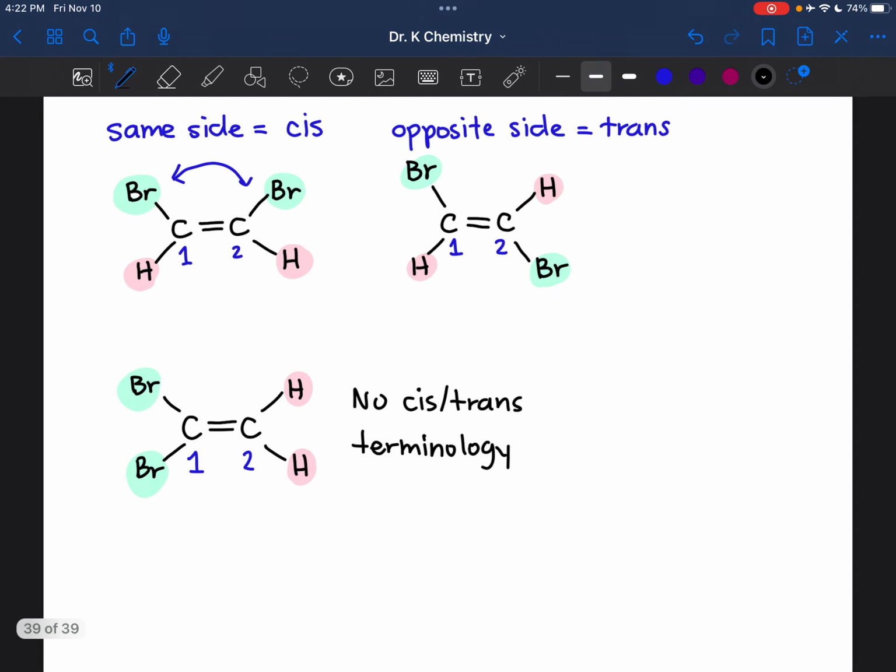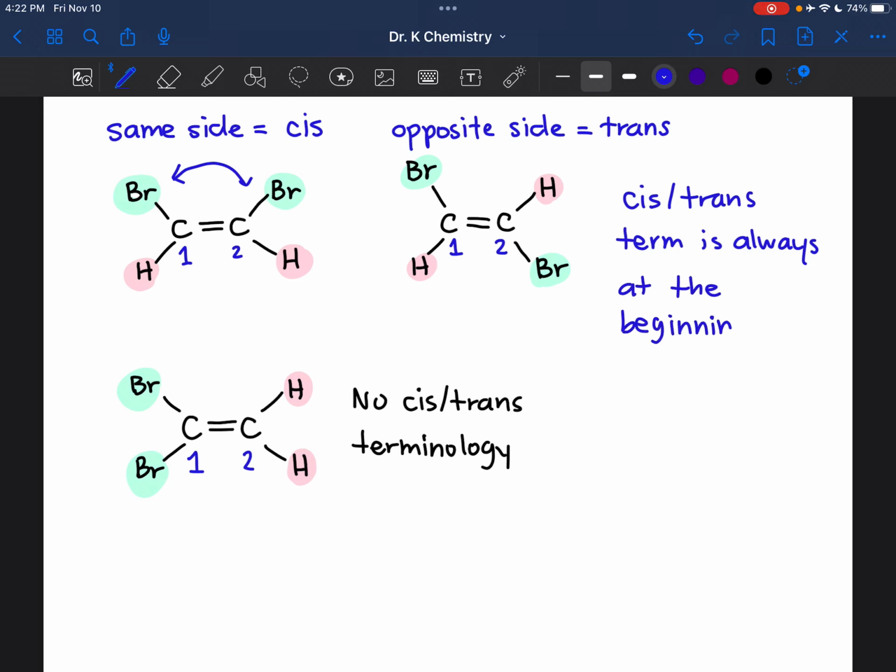And if you have a scenario where you are using cis and trans to describe the orientation of these groups, well, the cis-trans term is always at the very beginning of the name. So before you list anything else, even before the substituents. And of course, you're only going to use that term if it actually applies to that particular example. Okay, let's try an example.